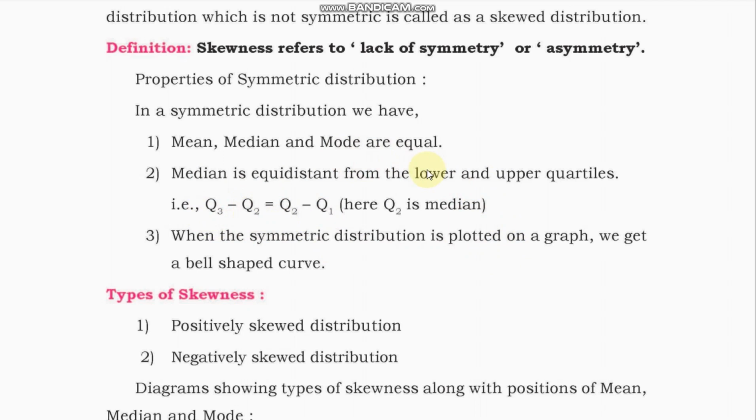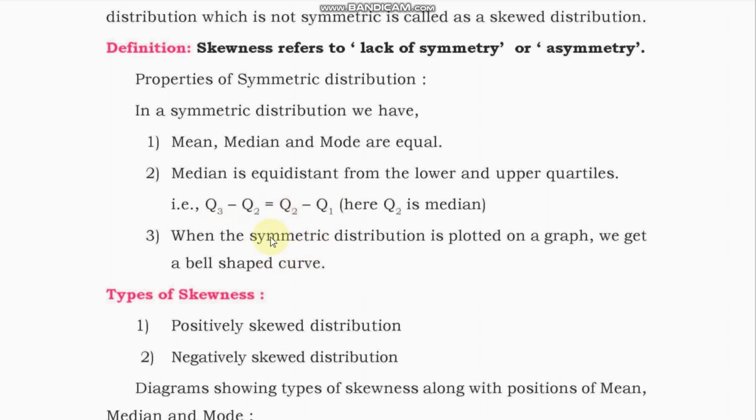Suppose the Q1 for a given distribution is 20, Q2 is 50, and for the same distribution Q3 is 80. Then 80 minus 50 is 30, which is equal to 50 minus 20, that is 30. 30 is equal to 30. So the distance between Q2 and Q3 is the same as Q1 and Q2. Then we call such a distribution a symmetric distribution.